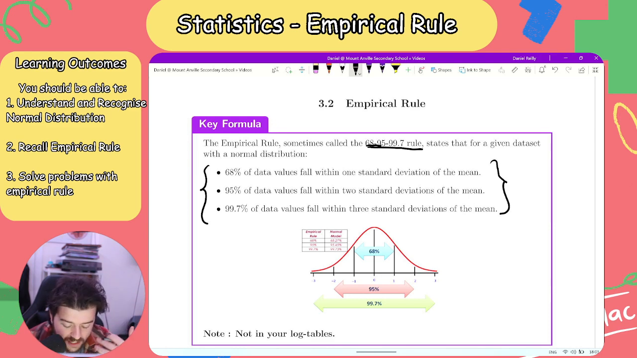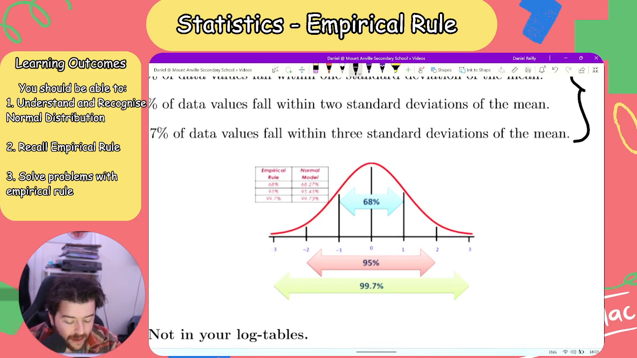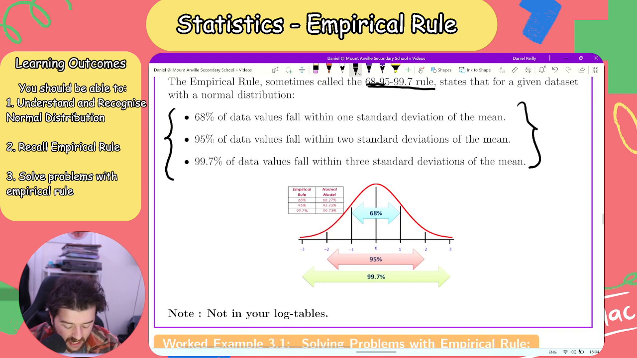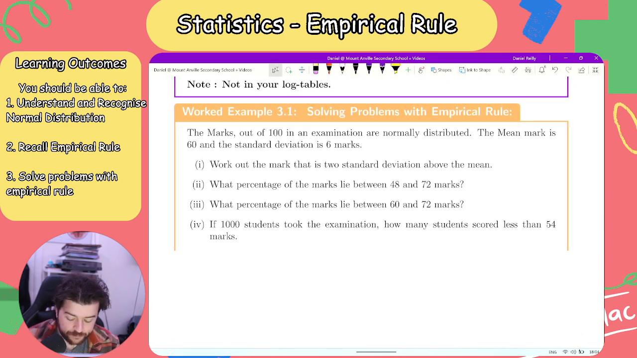So what does that mean? Well, that just means if I have my mean value in the middle, and I add one standard deviation to the right, and then I subtract one standard deviation, I should get a range within which 68% of my data lies. So let's have a look at a problem here, because it might help you make more sense of it.